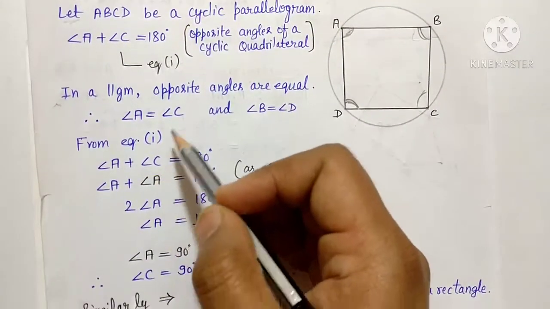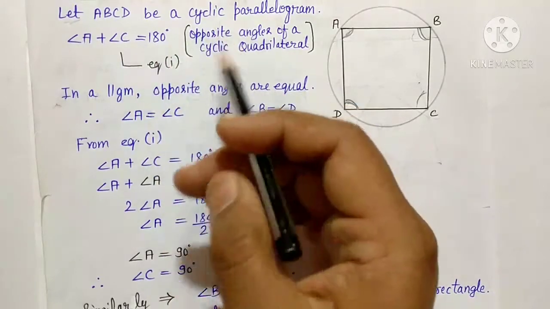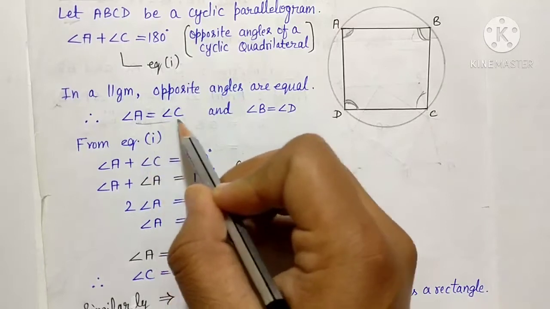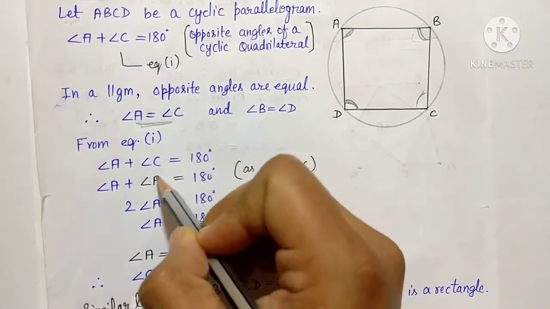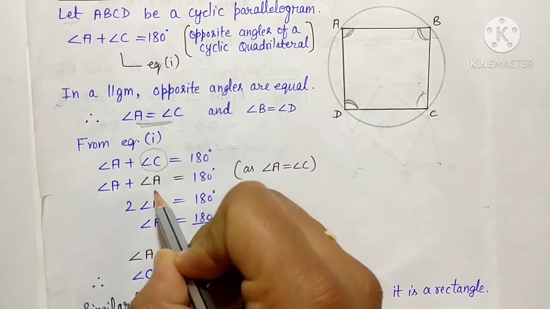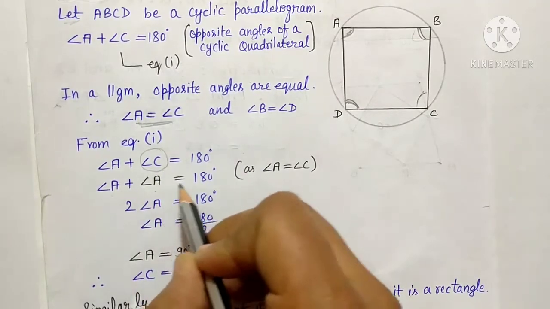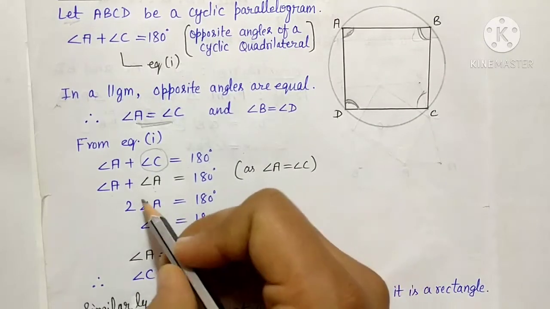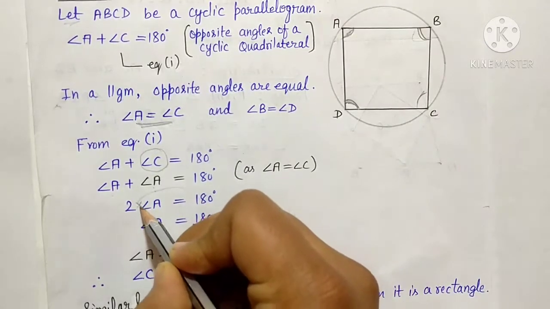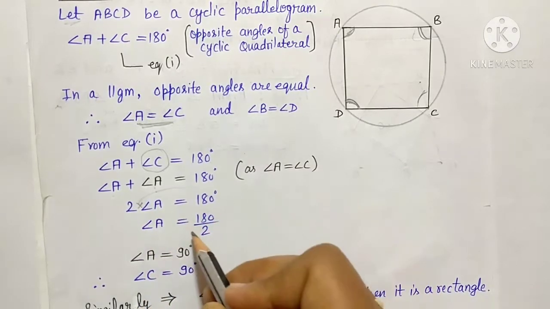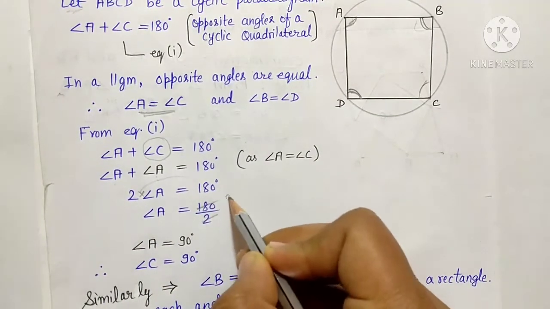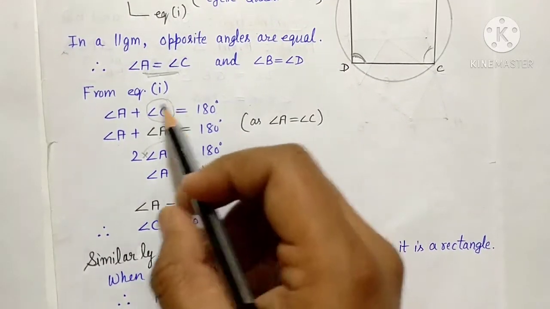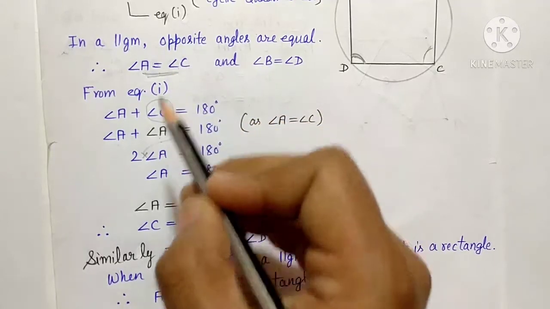Now from equation first, angle A plus angle C equals 180, and we just said angle A equals angle C. So in place of angle C, I am writing angle A. Now angle A plus angle A equals 180. It means 2 angle A equals 180. Now this 2 will go to the other side. Right now it is in multiplication form with angle A, so it will go downside as division. So 180 divided by 2 is 90. So angle A comes to 90 degrees. And we just said angle A equals angle C, so angle C will also be 90.